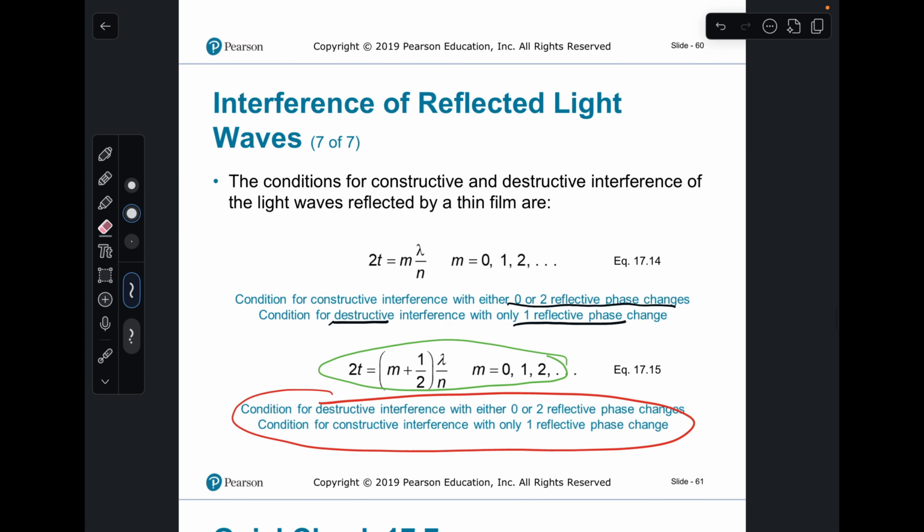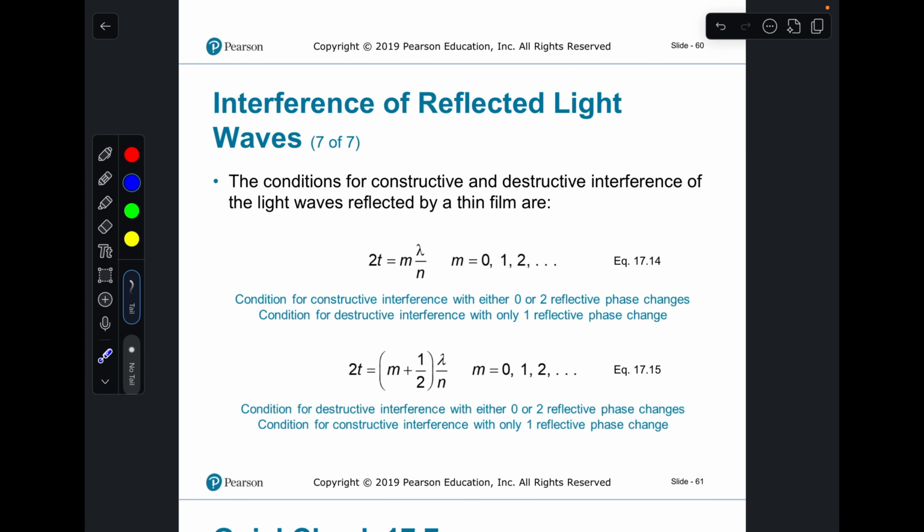So here are our 2 formulae that we're going to be using, right? This you might recognize, path length difference, integer multiple. This is going to be constructive interference, right? But for the case of one reflective phase change, it's actually the destructive interference condition. And same for what we normally recognize as a destructive interference condition for 0 or 2 phase changes, which is actually going to be the constructive interference condition for when there's 1 phase change occurring.